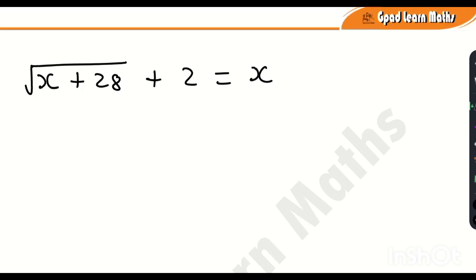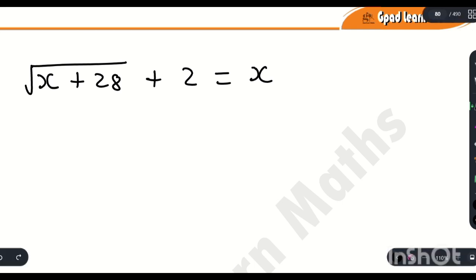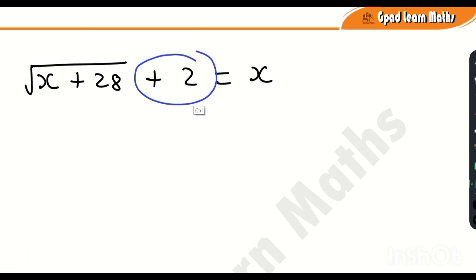In this video, I'm going to be solving this equation. It says the square root of x plus 28, plus 2, is equal to x. We need to get the value of x. Now, the first thing I'll do is to remove this plus 2 from here.